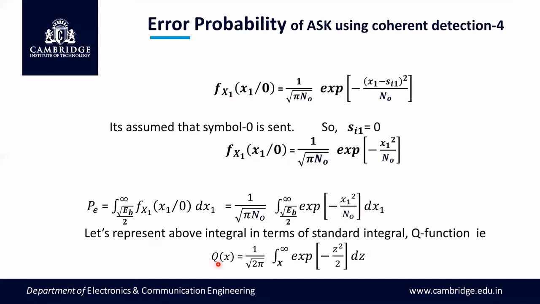So Q of x is defined by 1 by root of 2 pi times the integration from x to infinity. This is very important. The lower limit x up to infinity of the exponential function of minus z square by 2 dz. So this is going to be the Q function, whose values are tabulated and made available. That's why I would like to represent the integral of P in terms of Q of x. So you compare this equation with this one and do some mathematics.